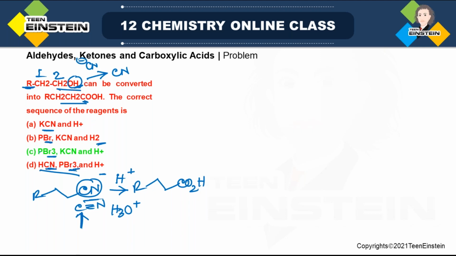So that is why first you have to use PBr3. Once you use PBr3, RCH2CH2OH will be converted to RCH2CH2Br. Next, when you are using KCN, that means a CN minus source, that will attack here and Br will be removed. So from C-Br you can make C-CN, but not directly from OH. That is why the third option will be correct, not the first one. Direct replacement of OH by CN is not possible. Okay.